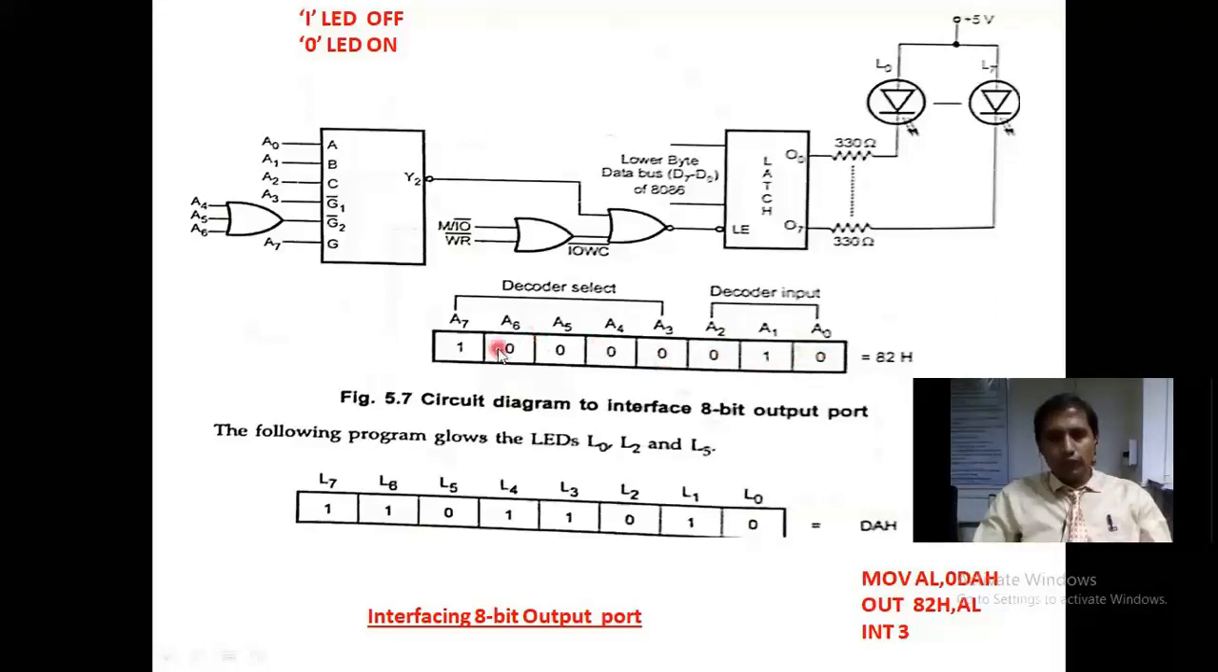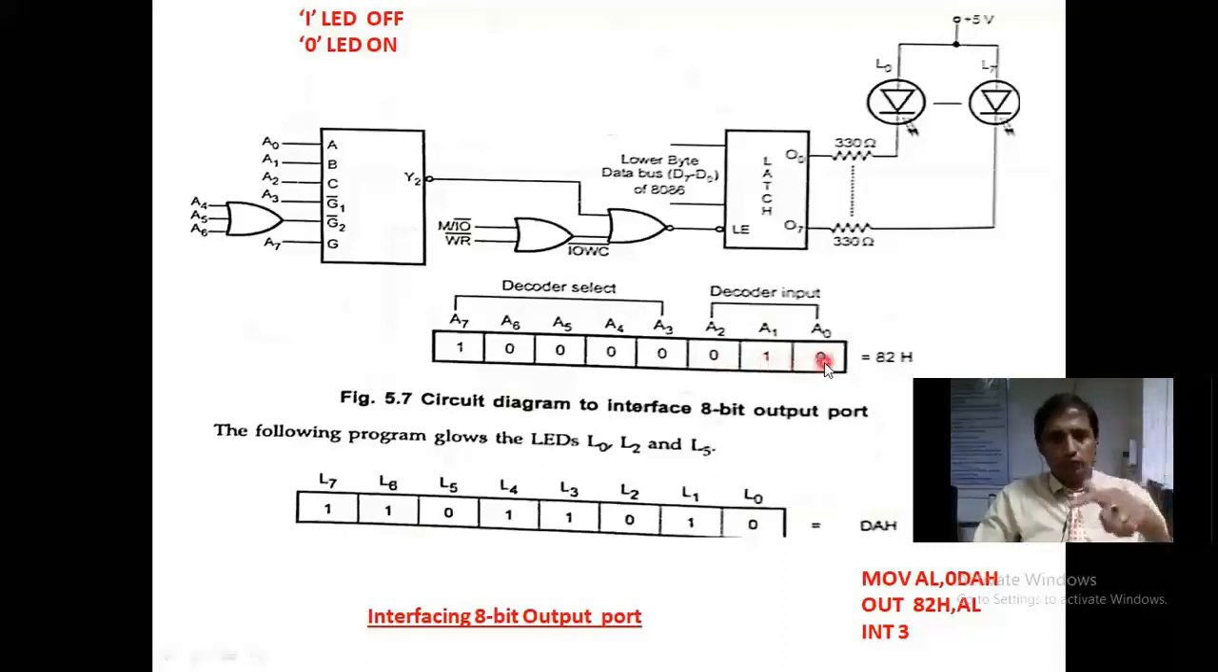A3, A4, A5, A6 must be 0 in order to activate G1 bar and G2 bar. And A7 must be 1, then only G is activating. So A7 must be 1, and A6, A5, A4, A3 must be zeros. And A0, A1, A2: because 3 inputs are there, we can make 8 combinations. The first 2 combinations are for the 8-bit input port as well as the 16-bit input port. Now let us see the other combinations.